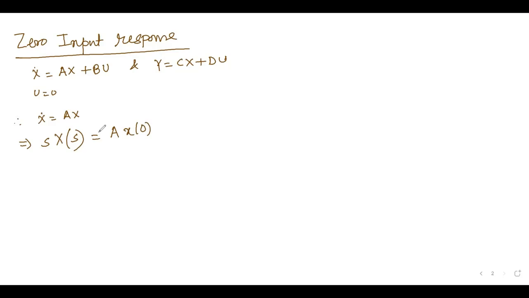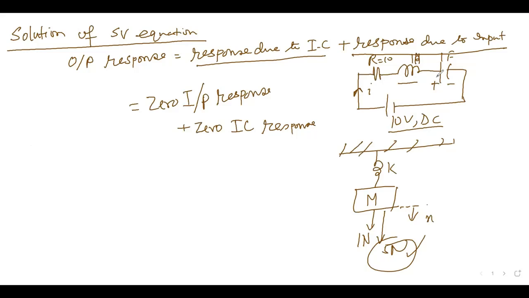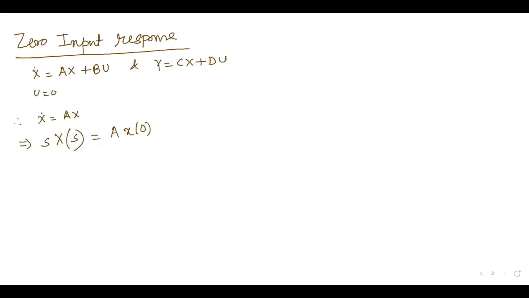There must be some initial conditions in the capacitor or inductor. That means all the states may have some initial condition. So we know the states are x1, x2, x3.